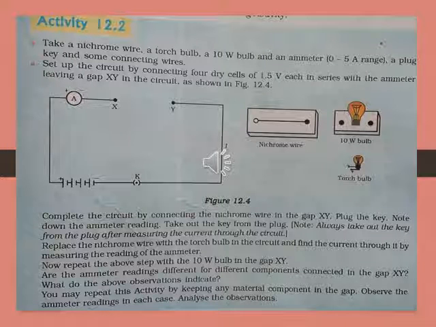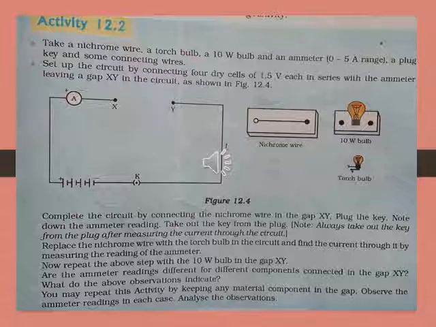See here, take a nichrome wire, a torch bulb, a 10 watt bulb, and an ammeter which ranges from 0 to 5 ampere, a plug key and some connecting wires. Set up the circuit by connecting 4 dry cells of 1.5 volt each in series. Series means in a line, with the ammeter, leaving a gap XY in the circuit, because there we are connecting the different components, different objects, made up of different conducting materials, as shown in the figure.